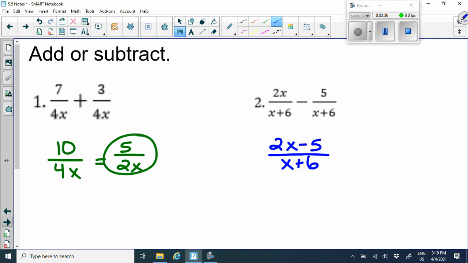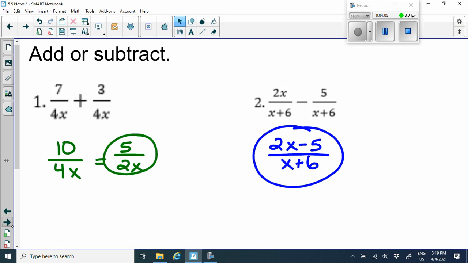Now we have to think, can we simplify any more? In this case, no. Now remember, though we see a 2x in the numerator and an x in the denominator, we can't just cancel that, okay? Because the 2x minus 5 is together, so it has to be canceled out altogether. And the only other way is if we had a single term, a monomial, in the denominator, then we might have been able to simplify a little bit more. But otherwise, this would be our final answer.